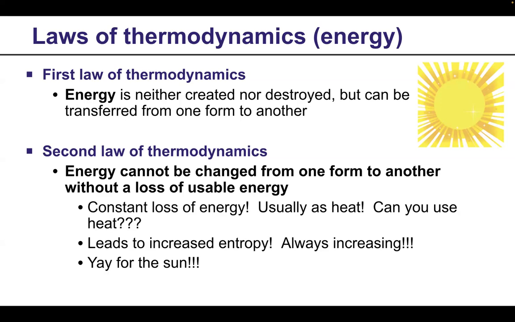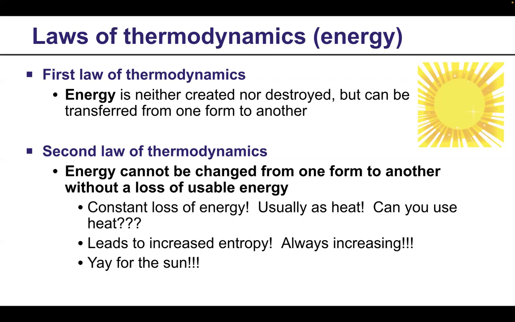And so the second law of thermodynamics is that energy cannot be changed from one form to another without a loss of usable energy, which means no transfer is completely perfect, and we always lose a little bit of energy. A lot of times this is released as heat. We can actually harness that heat and use it, but that heat will then be released. So it's always a little bit of energy that's lost.